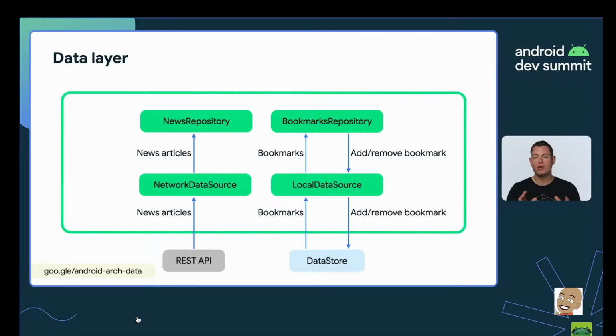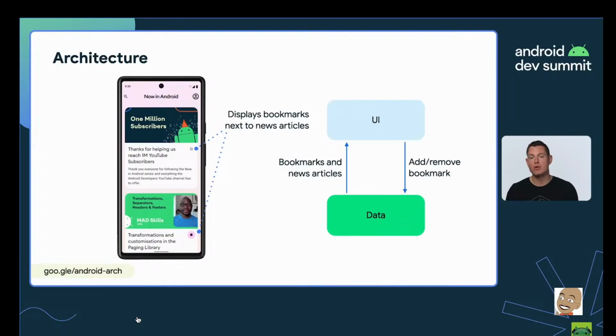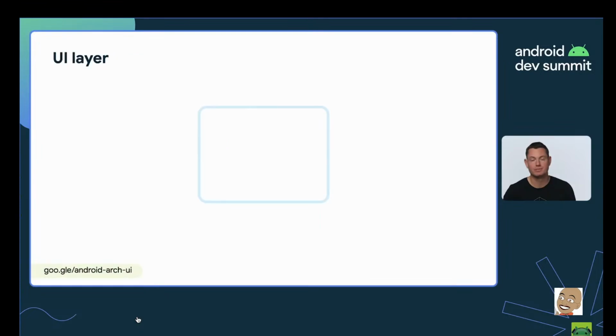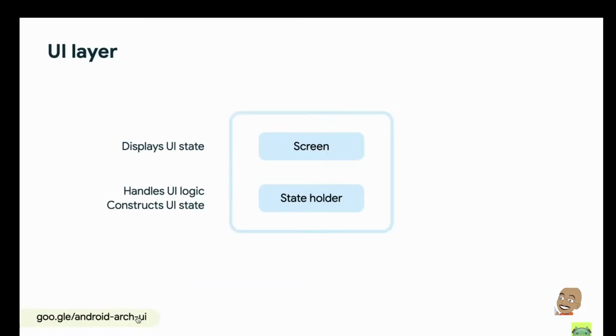So that's our data layer sorted. Now our UI layer needs to display those bookmarks next to each news article and let the user add and remove bookmarks. Let's take a look at the UI layer in more detail. Here we also have two component types. The state holder handles the screen logic and constructs UI state from app data. It does this by listening for changes in the data layer. And the screen displays that UI state using UI elements. Again, applying this general guidance to our feature, we can define the responsibilities for each layer and the classes we need to create. Let's take a look at the state holder.